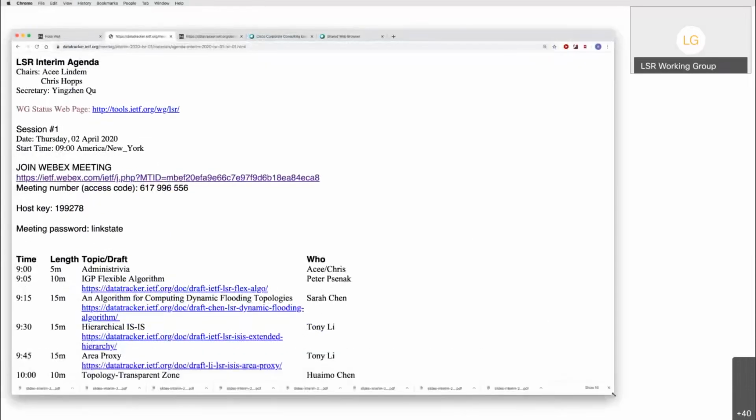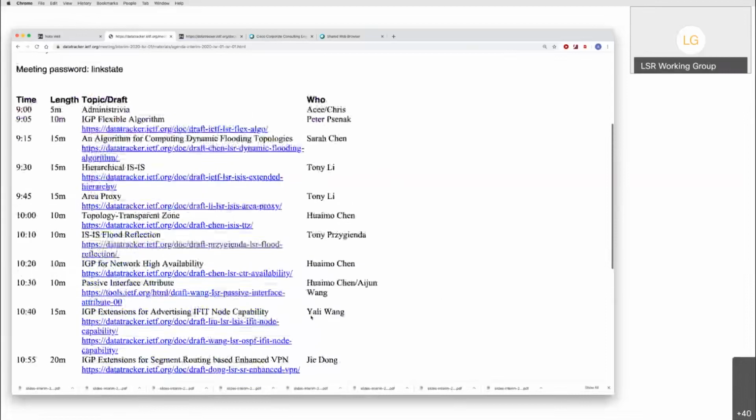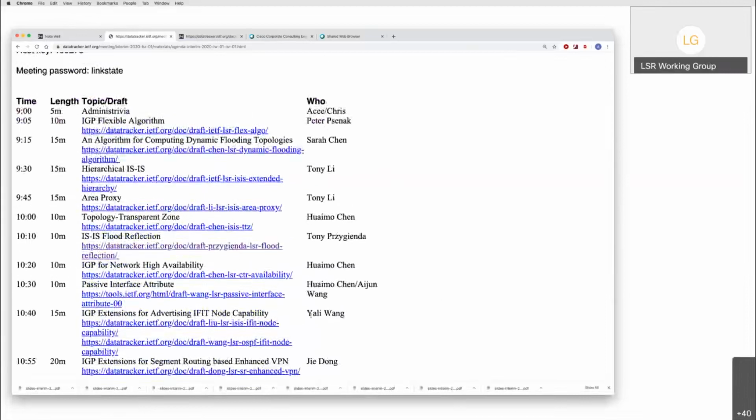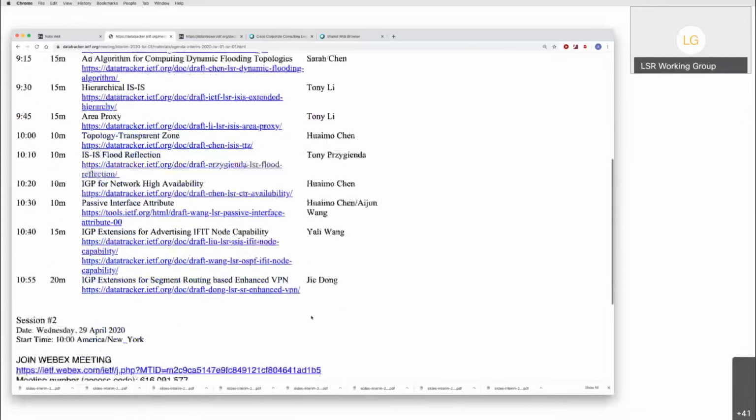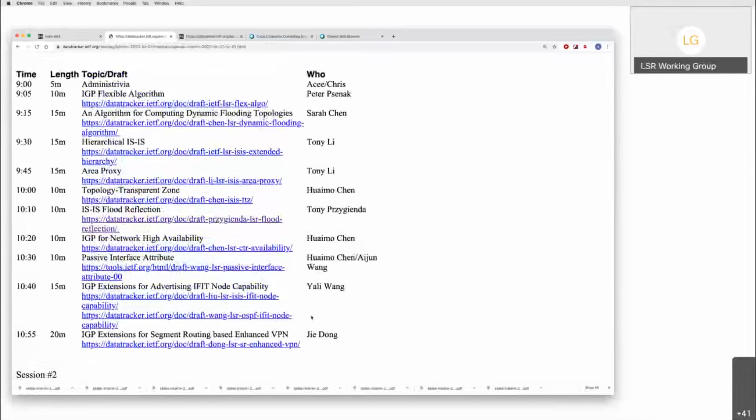Okay, I think I'm ready to go now. You'll notice that we don't have any status on document status. I did some slides, and I'm going to defer that. At first, we were going to only have one session and try to fit it all in one session. We thought we'd just skip the document status, but now that we have two, we'll do it during the second session. The first one is Flex Algorithm. That's Peter Psenak. Is Peter on?